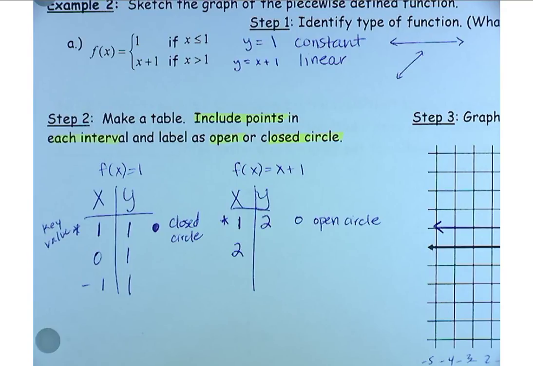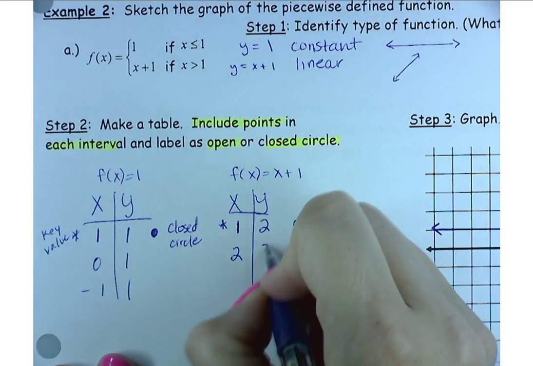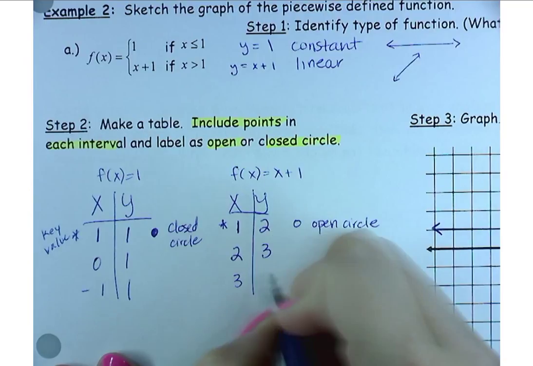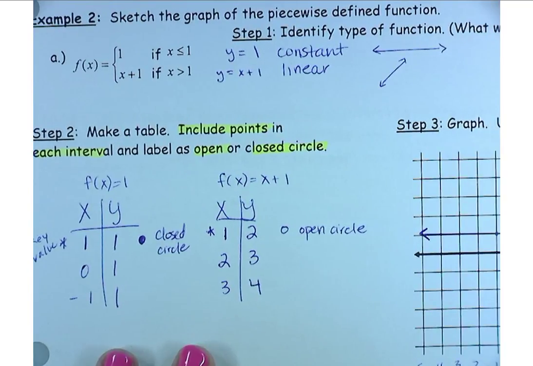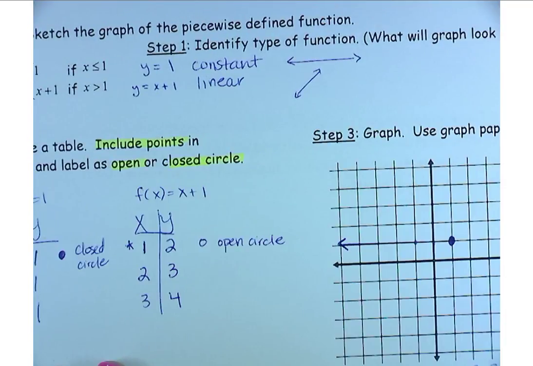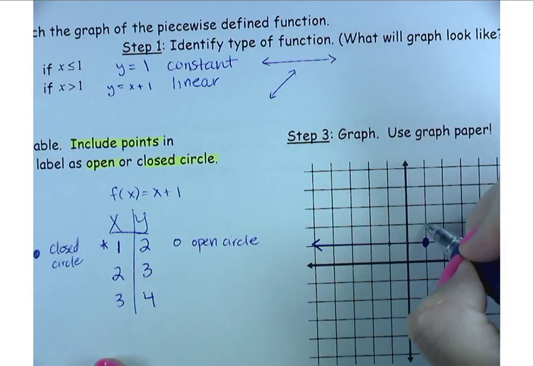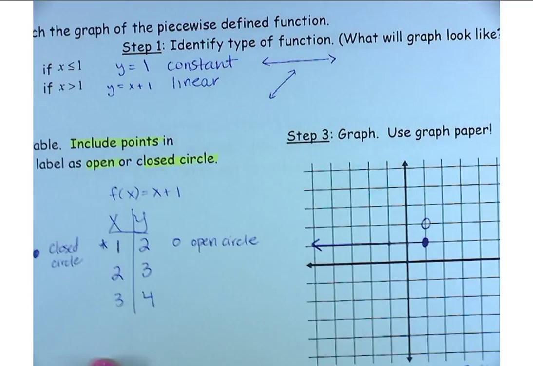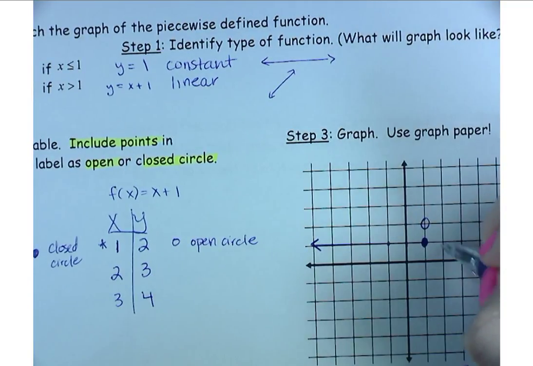Okay, so I could also do 2. So if I plug in 2, 2 plus 1 is going to be 3. And I could plug in 3. 3 plus 1 is going to be 4. So now when I graph this, I can go ahead and I can just graph my points. So at 1, 2, I have an open circle. And then the other 2 are just points. So I have 2, 3, that's just a point, and 3, 4.